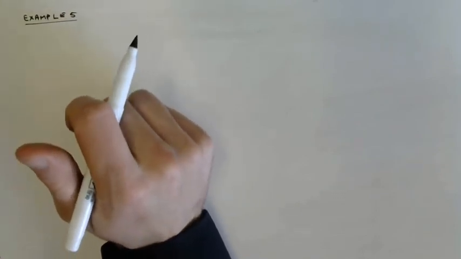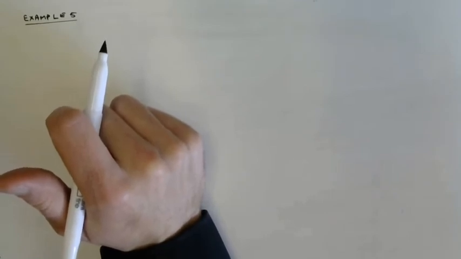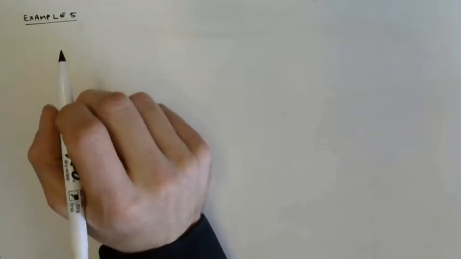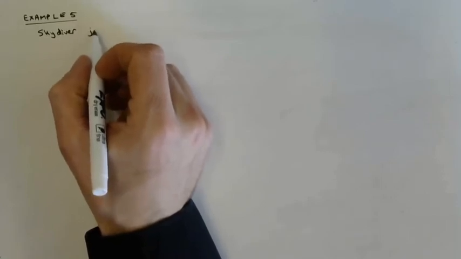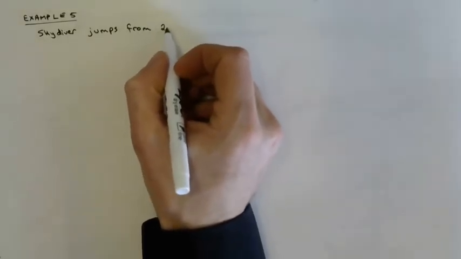Example 5 is a word problem. We have a skydiver, and so this is going to be dealing with the speed of a skydiver, and we've got variables such as height and time, and if we take the derivative, we'd calculate speed at any point on the drop. So we have a skydiver. I'm just going to write some of the main information here. Skydiver jumps from 2,200 meters.